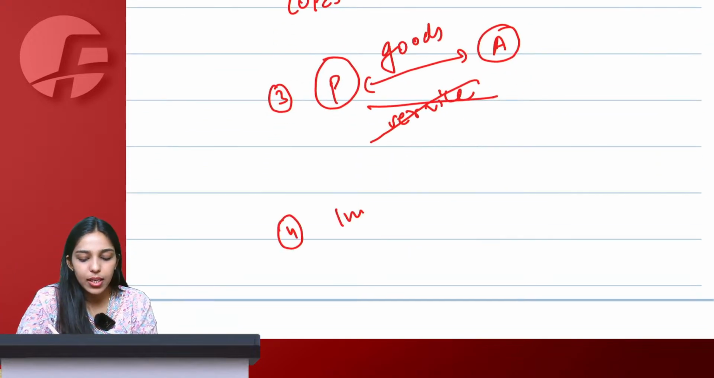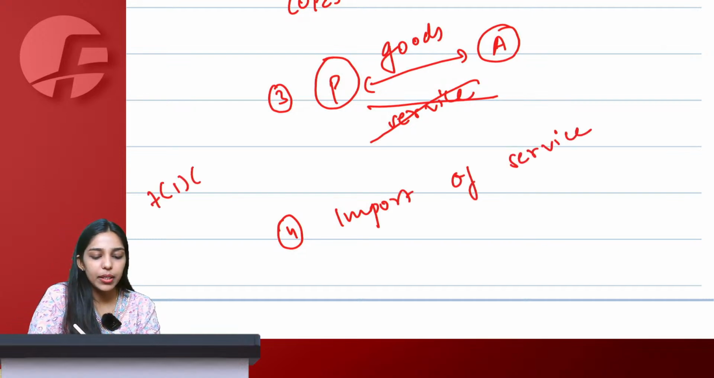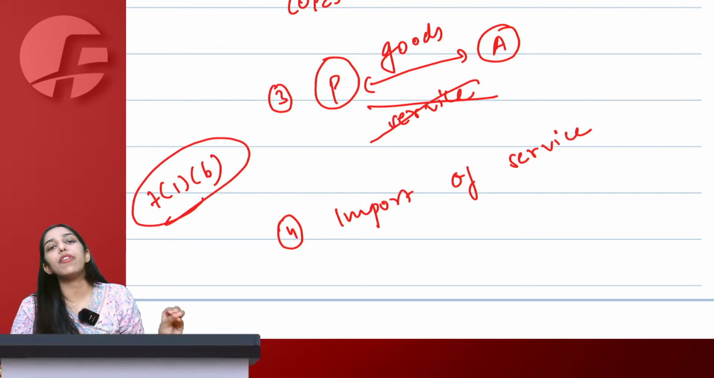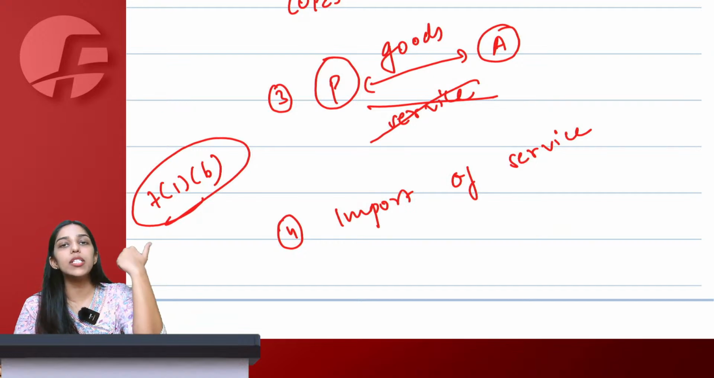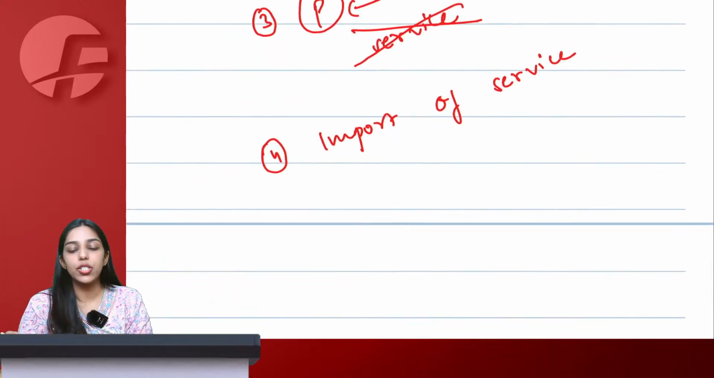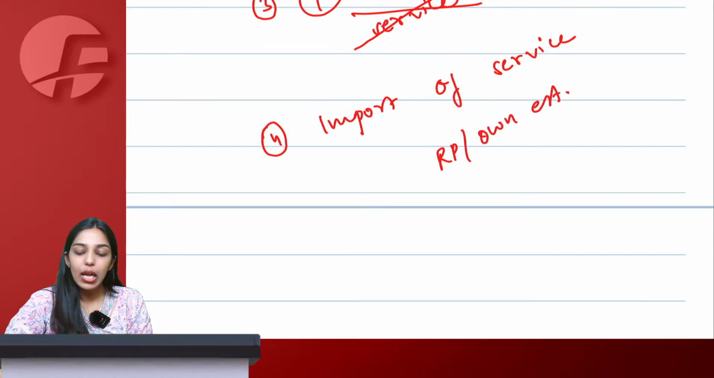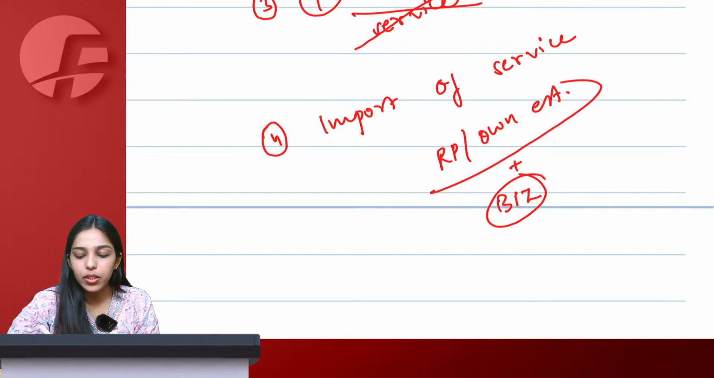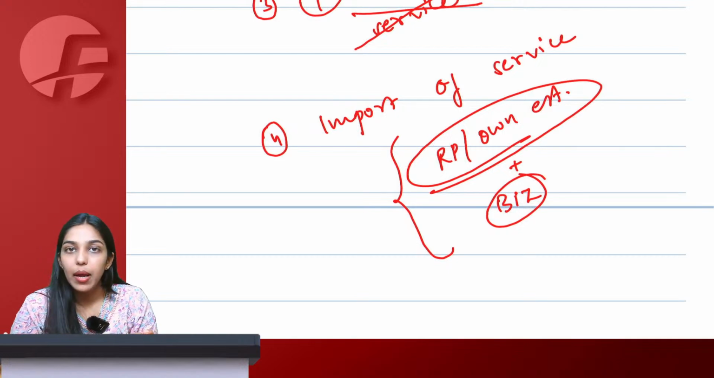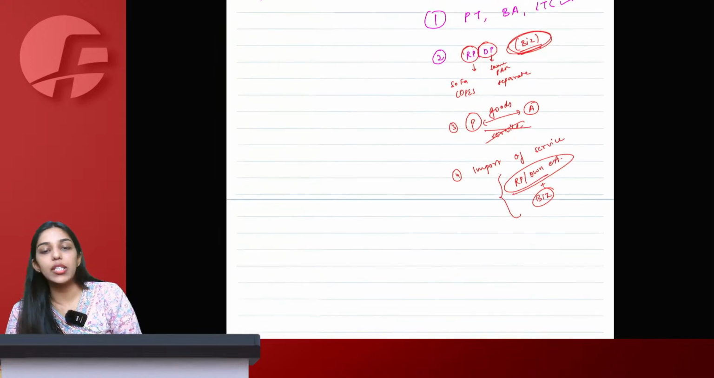And last point is import of service. Now see, under section 7(1)(b), we have already seen that if import of services is for consideration, then irrespective of whether it is for business purpose or personal purpose, it will always be treated as supply. But if the import of services is without consideration, then you need to check that it has to be from a related person or own establishment, plus it has to be in course or furtherance of business. If both of these conditions are fulfilled, then according to Schedule 1 Para 4, this import of service will also be treated as supply under GST.